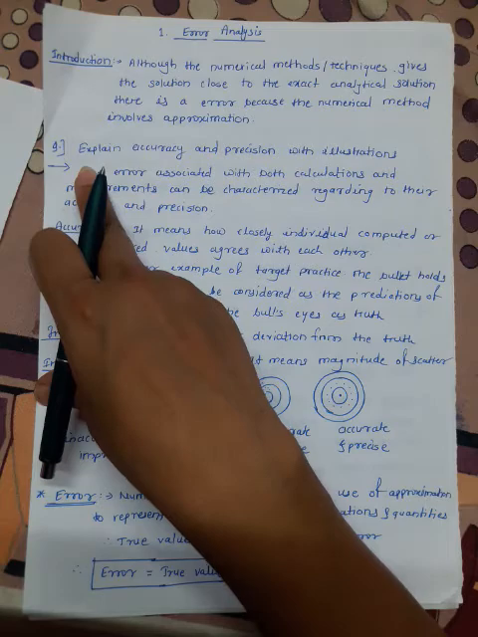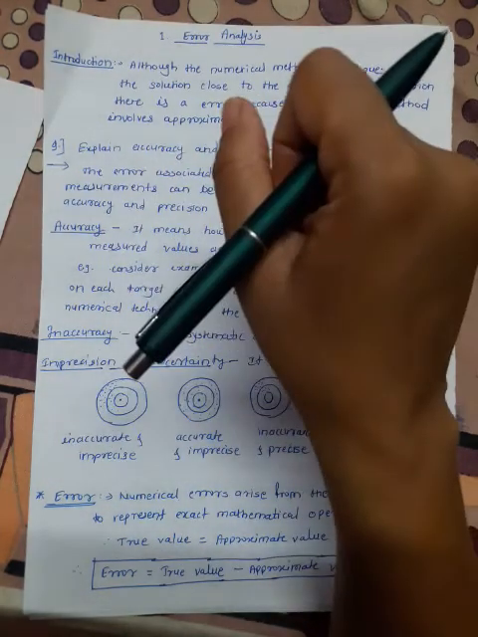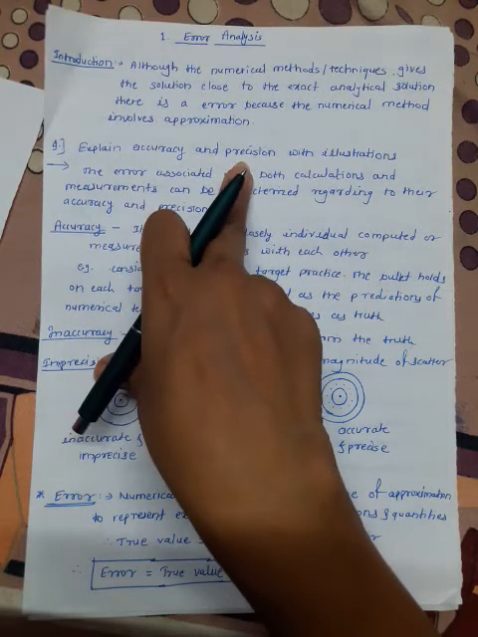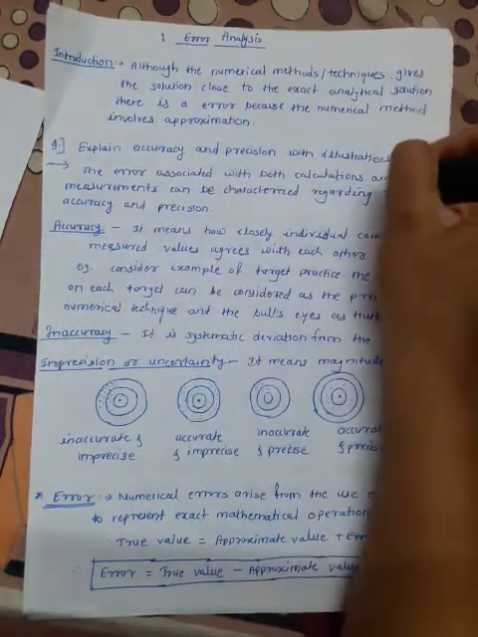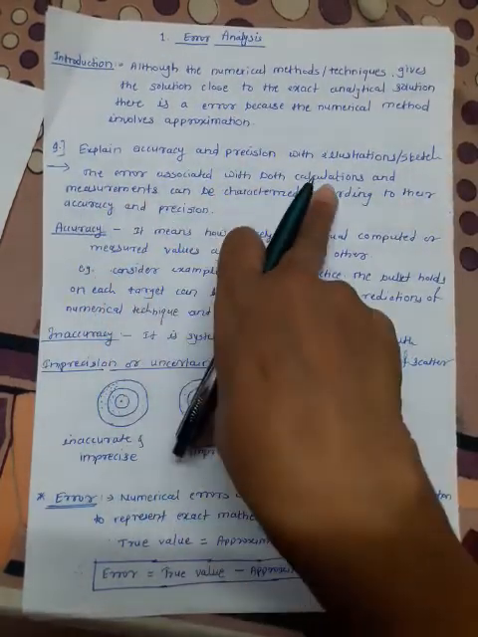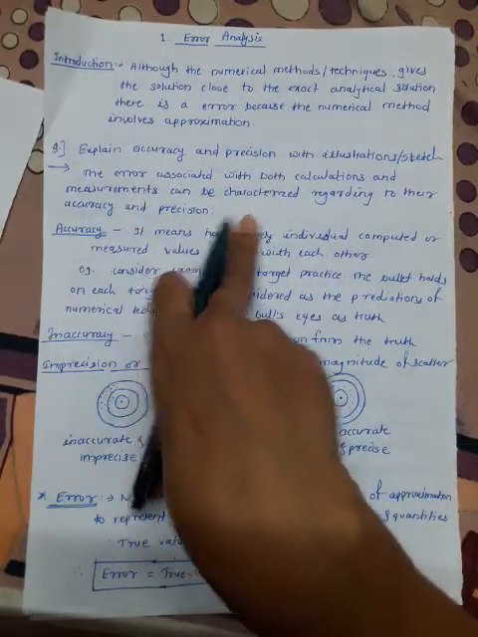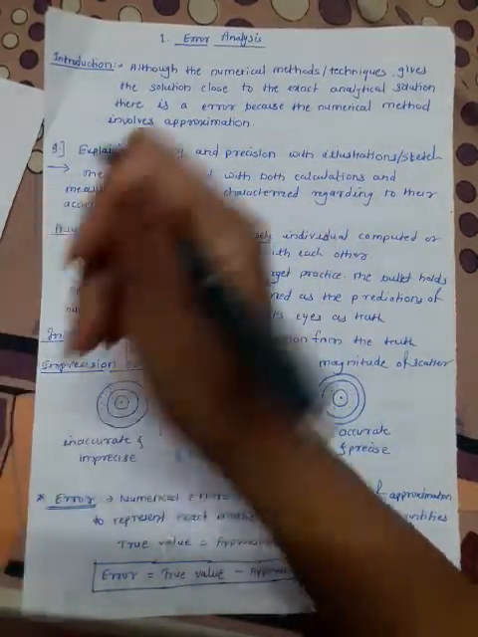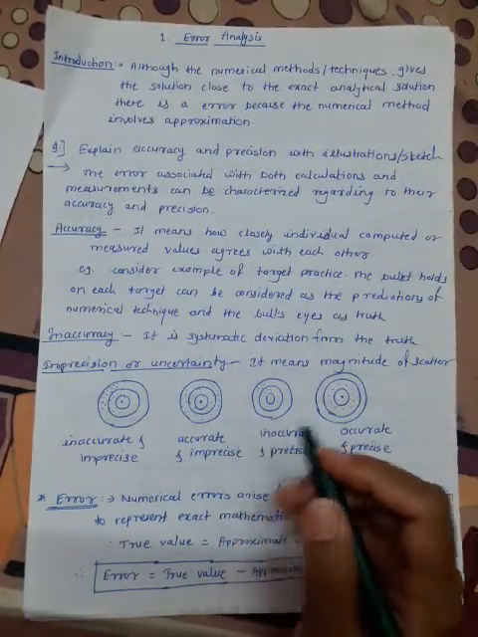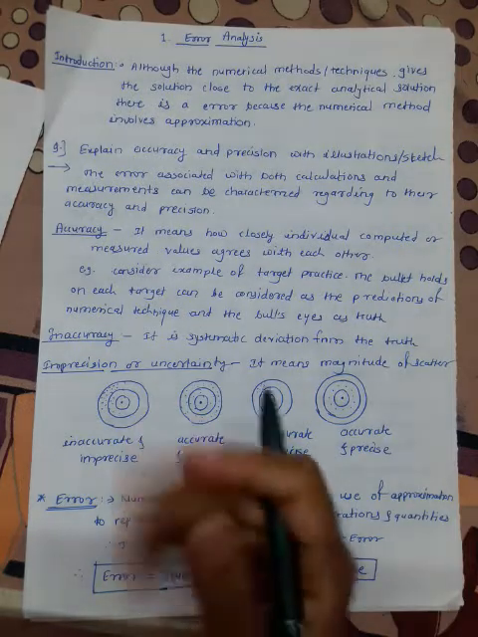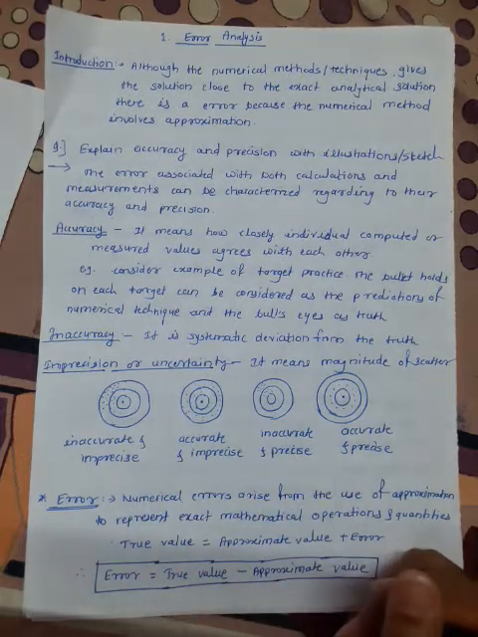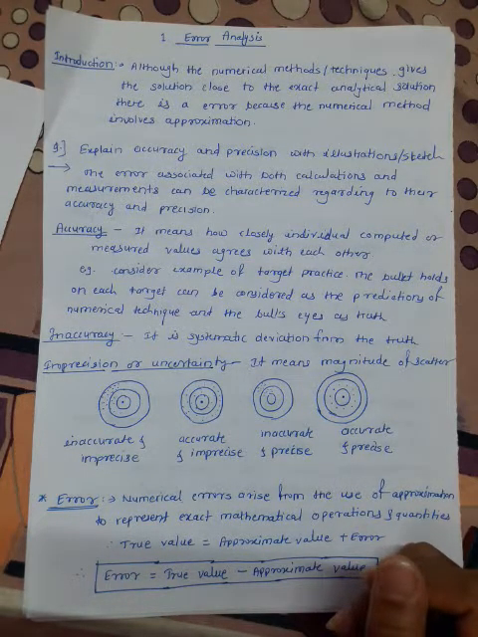This is a particular question type: explain accuracy and precision with an illustration or a sketch. The error associated with both calculations and measurements can be characterized regarding their accuracy and precision. Now, what do you mean by accuracy and what do you mean by precision or preciseness? We already know these two words, but what is the exact meaning of those words? Let us see, before going to this error analysis.